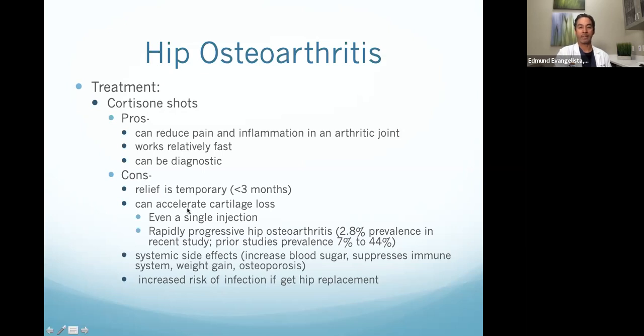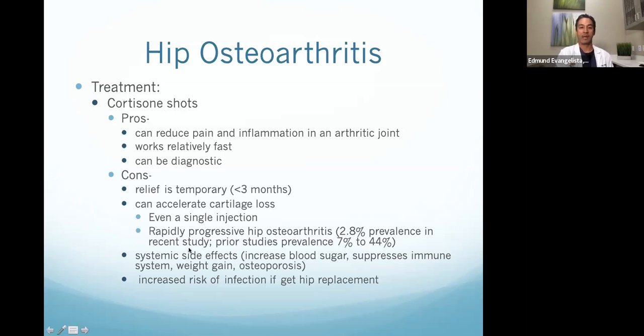There's a condition called rapidly progressive hip osteoarthritis, which many patients don't know about. This is a condition where after a single cortisone injection, you can develop rapid progression of the arthritis in the joint within 6 months. So significant joint space narrowing and worsening of the arthritis after that cortisone injection. A recent study estimated the prevalence of this condition to be 2.8% in patients after a cortisone injection, but prior studies have actually estimated a higher prevalence, where anywhere from 7 to 44% can develop this rapidly progressive hip arthritis following the injection.